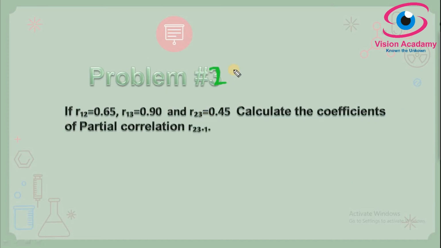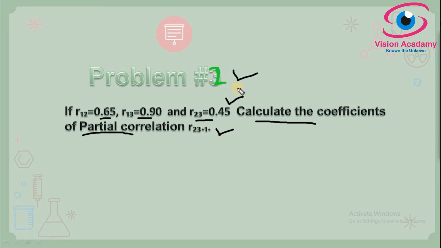This is problem number 2. Here we have R12 is 0.65, R13 is 0.90 and R23 is 0.45. From the following information, we need to calculate the coefficient of partial correlation R23.1. We have to calculate only one option here. In my earlier problem, we had calculated 3 options, whereas here we need to calculate only one option.